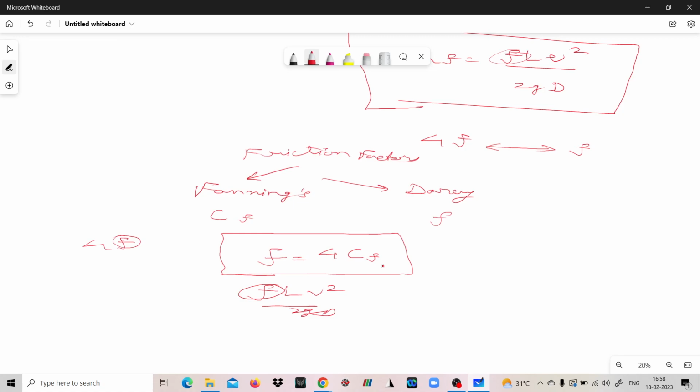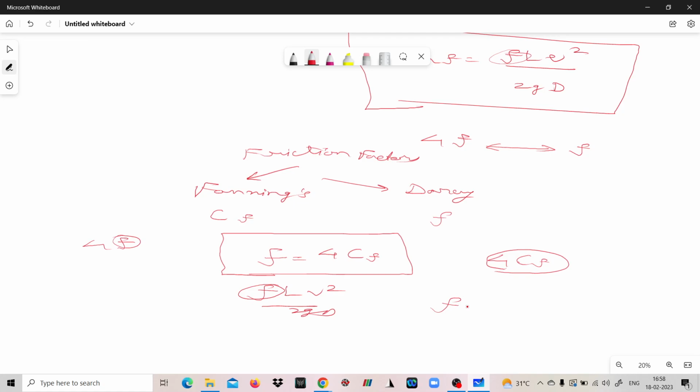Okay, so you have to remember that if it is 4 times f, then that basically, in Darcy-Weisbach friction factor, we have to use Darcy's friction factor, right? So those who use Fanning's friction factor multiply it with 4 to obtain Darcy's friction factor, and those who are not multiplying by 4 are directly using Darcy's friction factor.